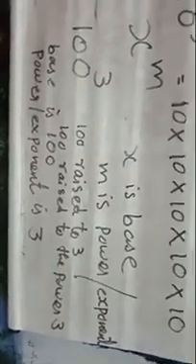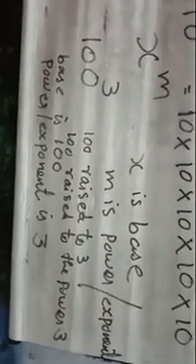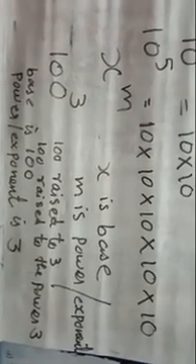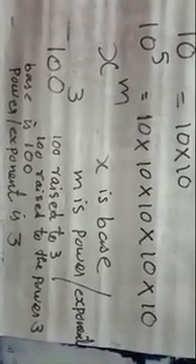Hope you understand the concept of exponents. You already know what exponents are: 10 raised to 2, 10 raised to 3. In physics and all, you write it that way, like 10 raised to minus 11. So this representation is called exponents. Exponents contain a base and a power.